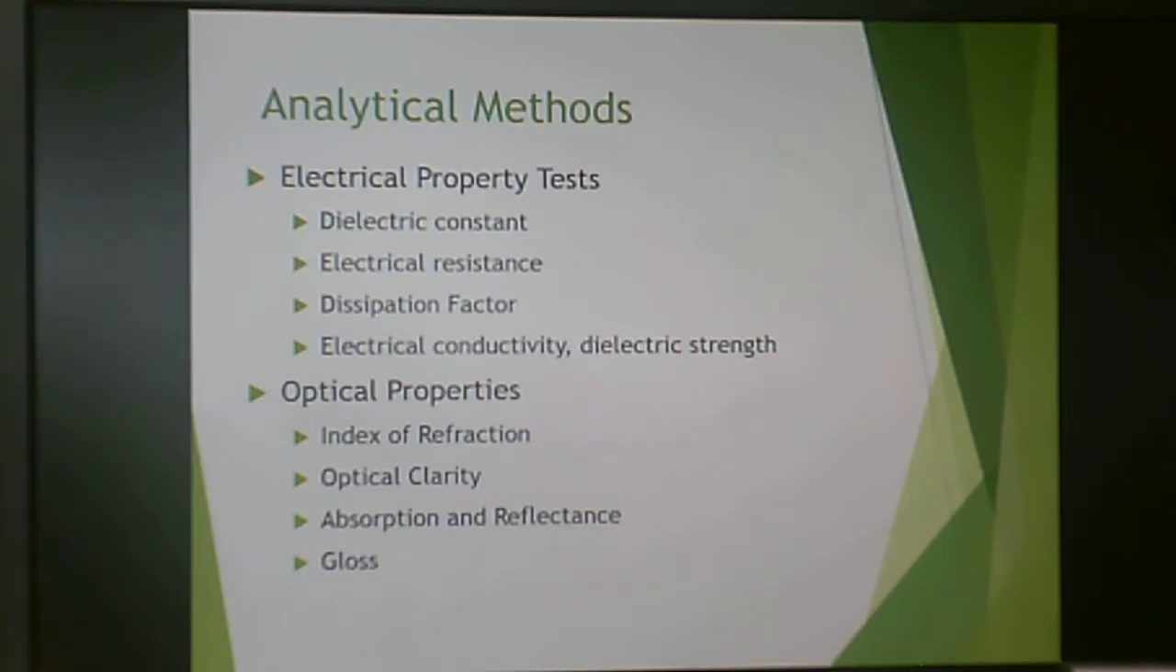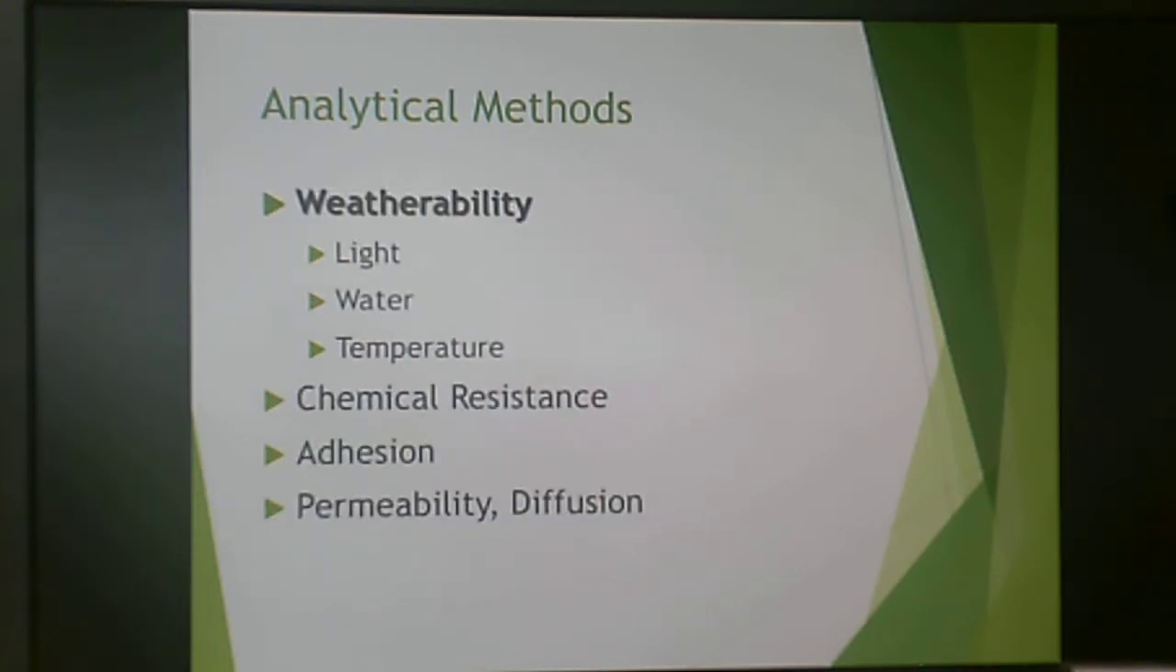Other analytical methods. Electrical property tests like dielectric constant, electrical resistance, dissipation factor, electrical conductivity, as well as optical properties, index of refraction, optical clarity, absorbance and reflectance, as well as gloss. If, say, you have a coating and you want to see how glossy that is or how matte it is. Weatherability is another thing that's important for both plastics and coatings under certain light conditions, water conditions, and temperature conditions. We also look at chemical resistance, adhesion, and permeability or diffusion.